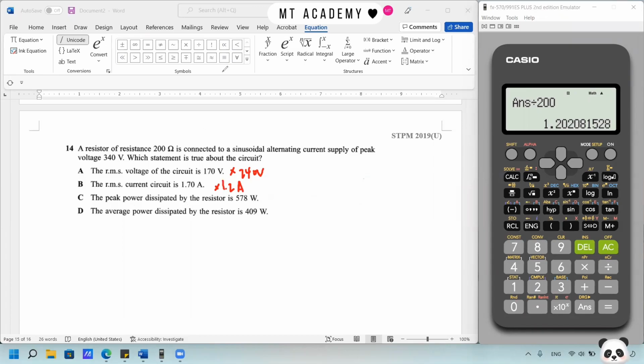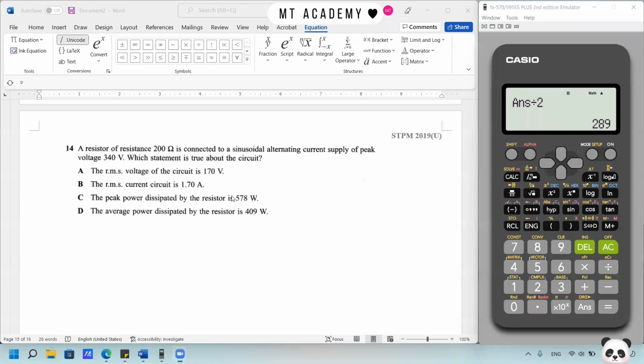For the peak power, we're going to use the power P equal to VI. So the peak voltage 340 multiply the current, or maybe we can use V squared over R, divided by 200. So 578 watt. As for the average power, remember power is equal to VI. If we are using average power, it is root mean square voltage multiply root mean square of current, which is half of the peak power. And half of 578 should be not 509, but it is 289 watt. So this is how you calculate the average power. So final answer is C.